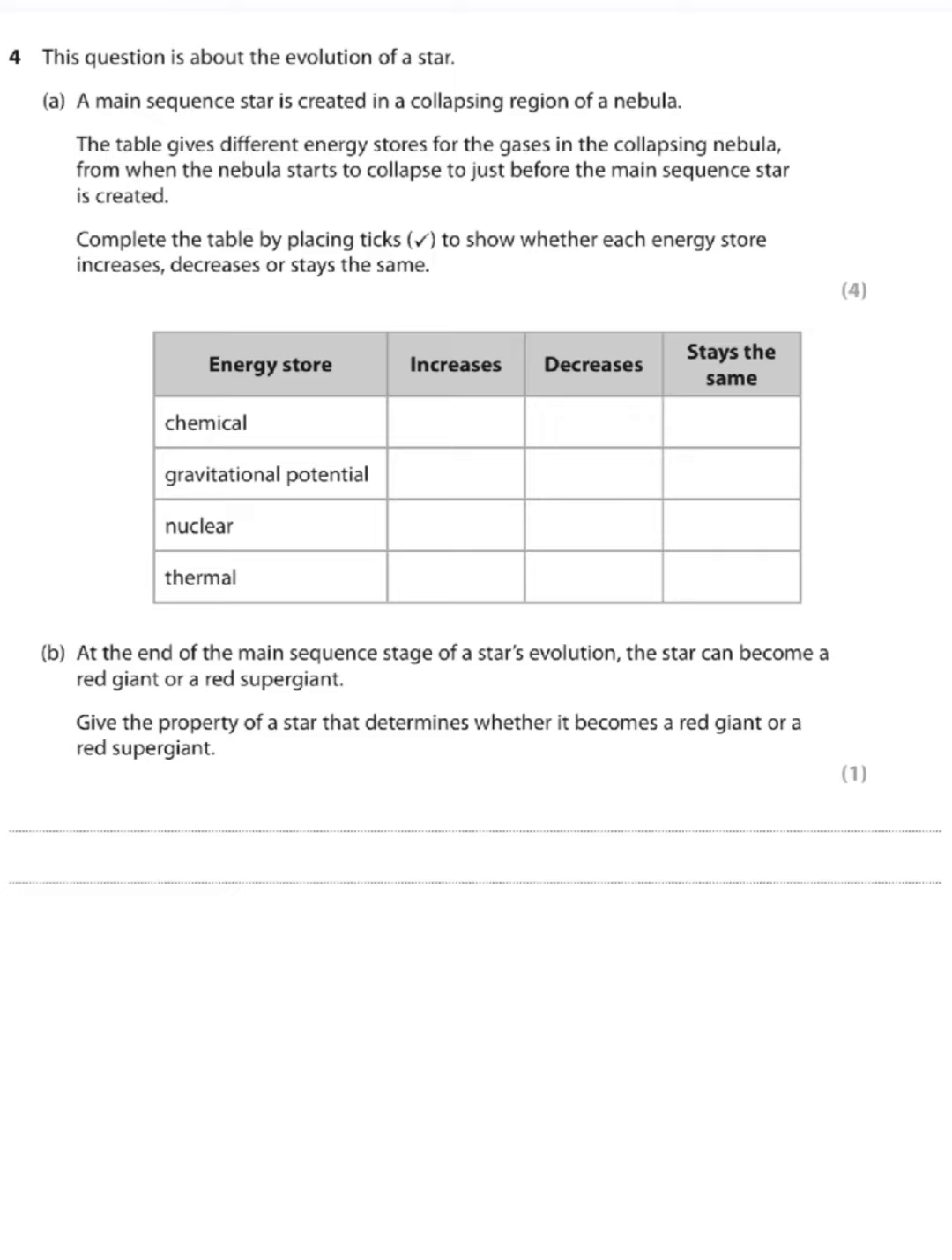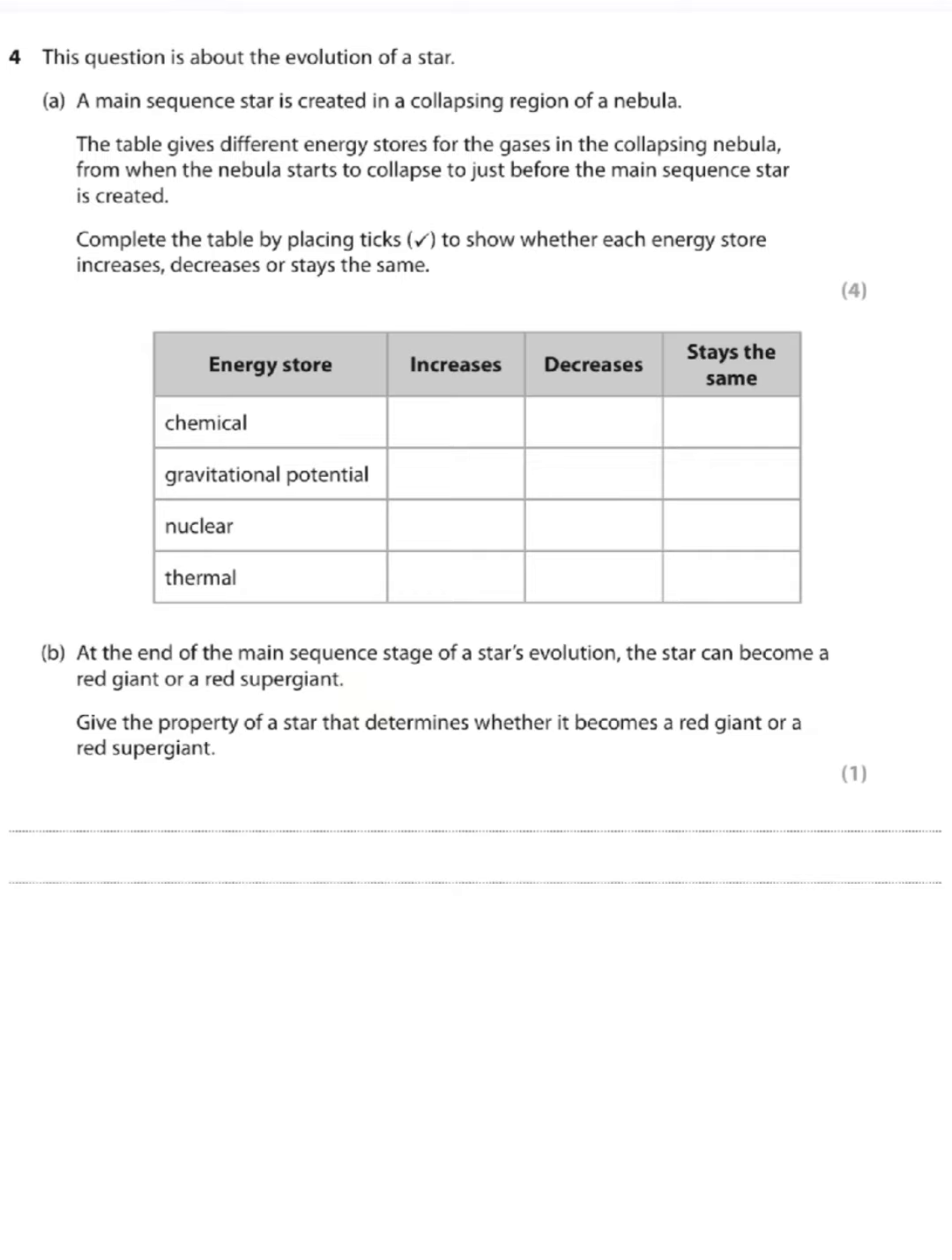Question about evolution of stars here, but beginning with a link to our energy topic. So complete the table by placing ticks to show whether each energy store increases, decreases, or stays the same as a main sequence star is created in a collapsing region of a nebula. So this is when the dust and gas come together and collapse, forming a main sequence star.